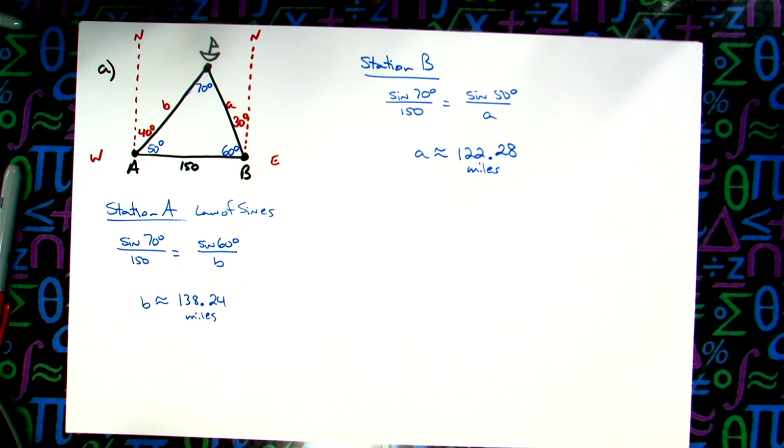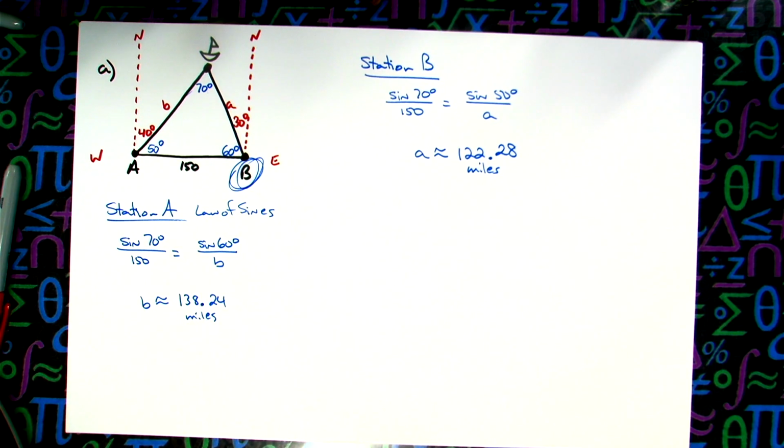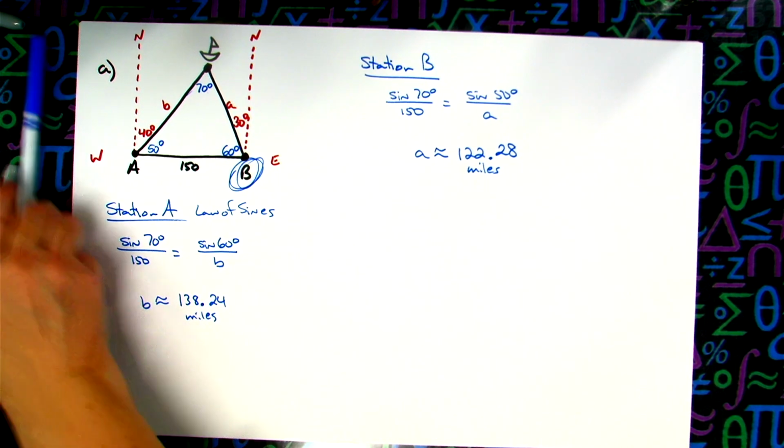Read question B. Part B says, if a helicopter capable of flying 200 miles an hour is dispatched from the station nearest the ship, so if it's from the nearest one, which one's closer? B is closer, okay, so it's being dispatched there. How long will it take to reach the ship? Does this have anything to do with trig? Has nothing to do with trig, right?